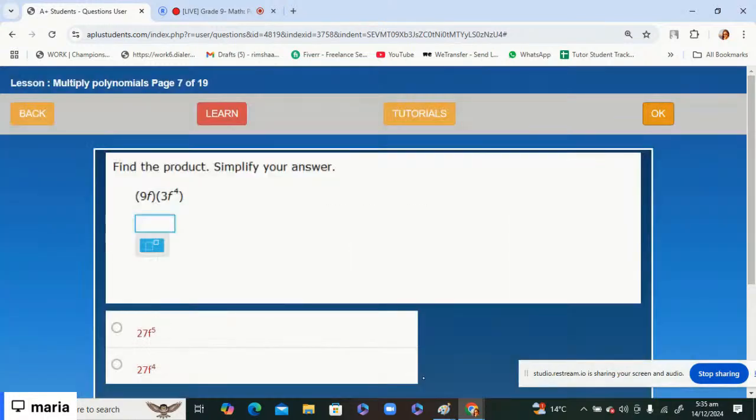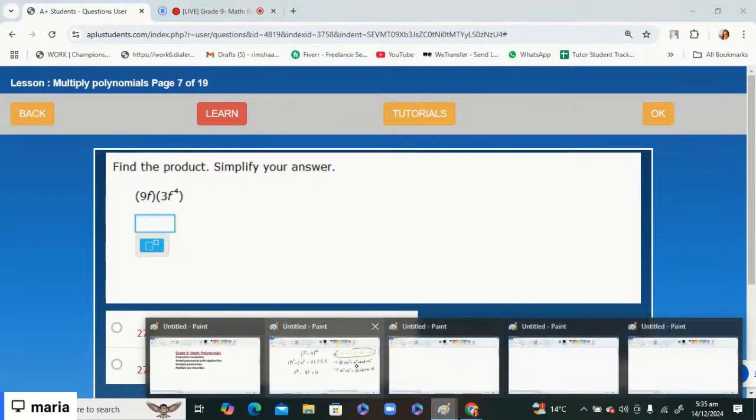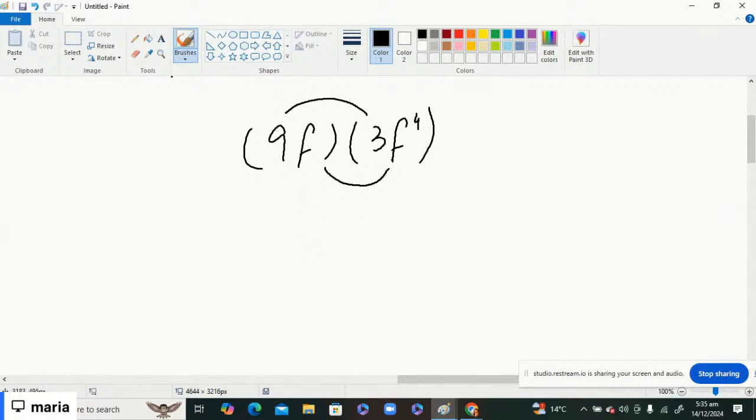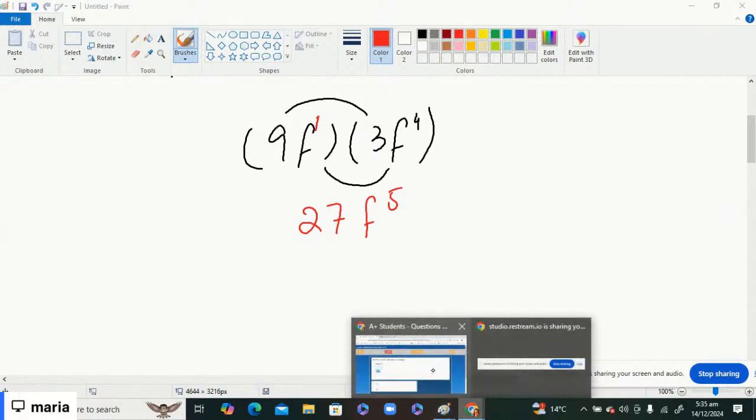9f times 3f power 4. Multiply constant with constant, variable with variable. And how to multiply the variable? Adding their powers. 9 times 3 is 27, and this power is 1, this power is 4. f as it is, 4 plus 1 is 5. Powers are not multiplied, powers are added. Okay, 27f power 5.